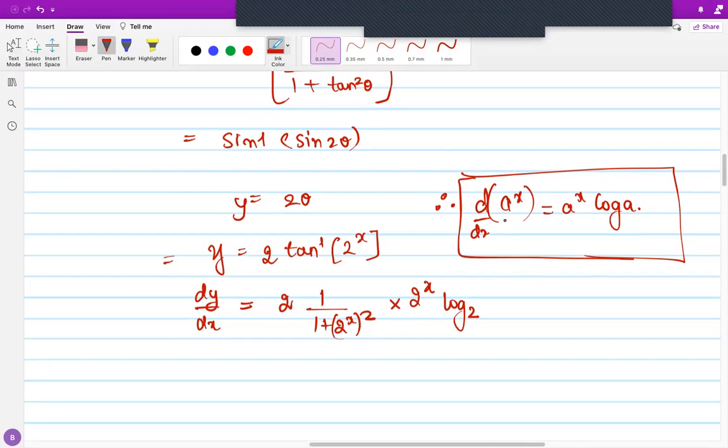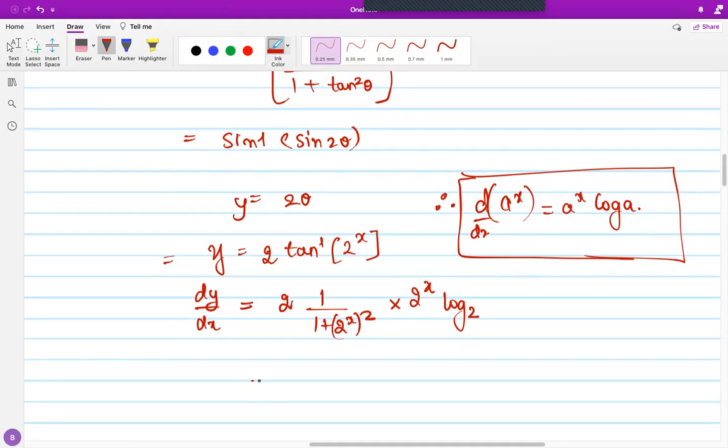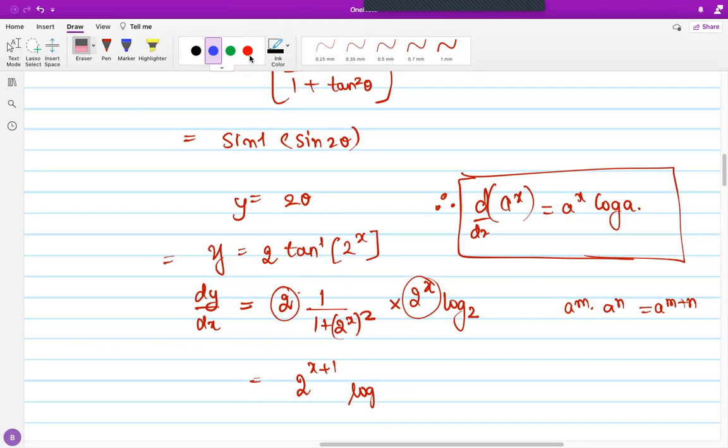Yes. So because of that, I got this answer. So that is 2 to the power, now this particular 2, using the exponent rule a to the power m into a to the power n is a to the power m plus n, the base is equal, so 2 to the power x plus 1, and log base 2. Remember that it's the base. Divided by 1 plus 2 to the power x the whole square. So this is the answer, dy by dx.